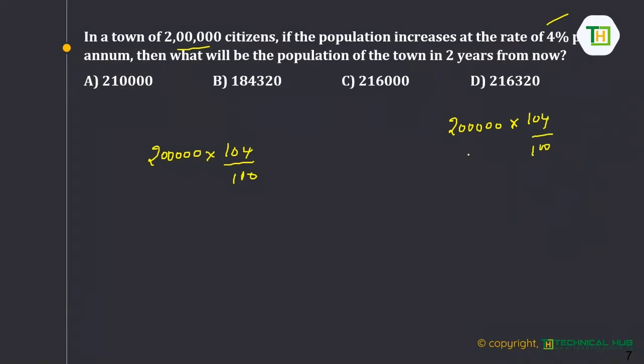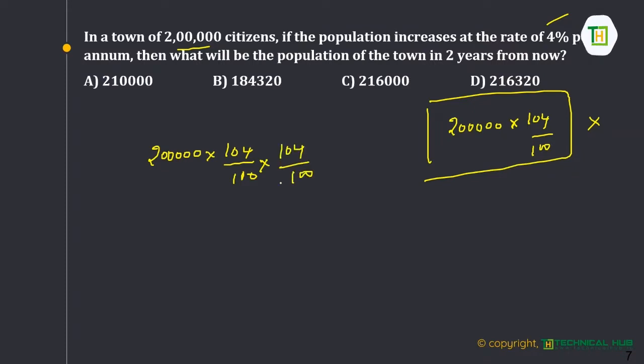you will get the population of the town after 1 year. This value increases again by 4%, the same percentage, so again 104 by 100. If you calculate this value, you will get the population after 2 years. So 2 lakhs into 104 by 100 gives the population after 1 year, but I want the population after 2 years, so you again multiply with 104 by 100.